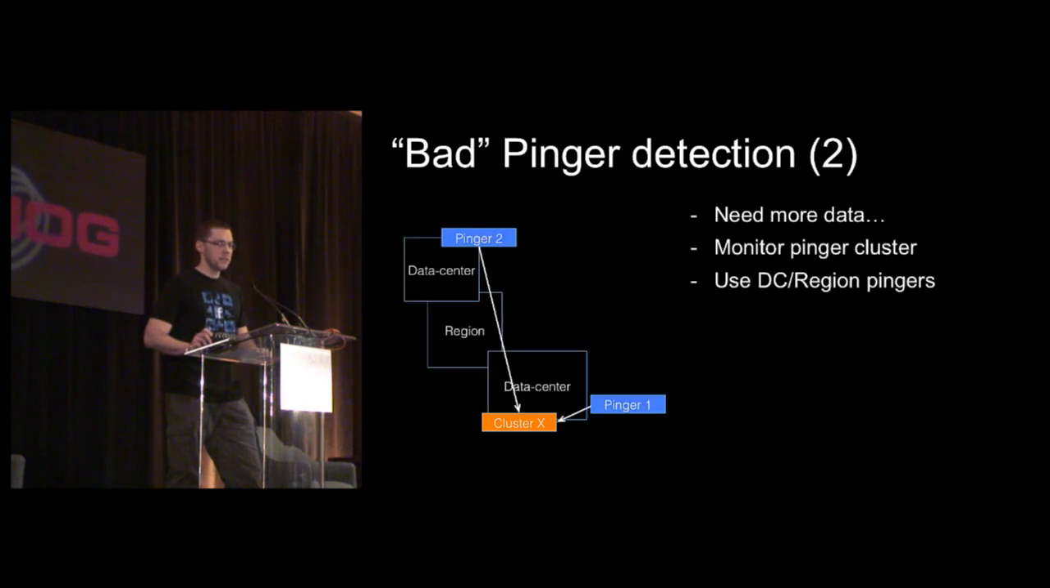For every cluster, we collect the packet loss into this cluster from the pingers in the same data center and same region. This allows us to identify the bad pinger clusters proactively and ignore their data. All this logic is done only at the post-processing stage because a pinger is not aware of its surroundings.